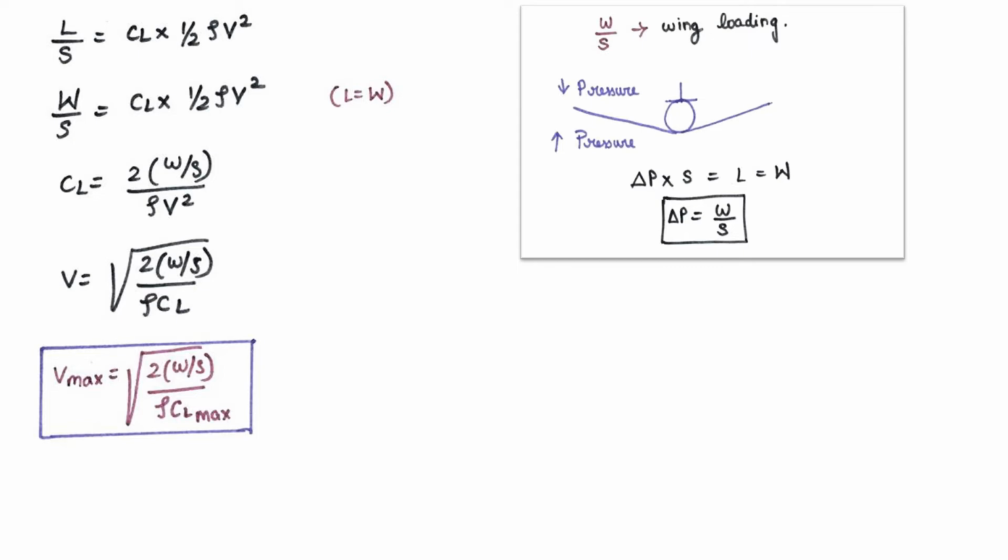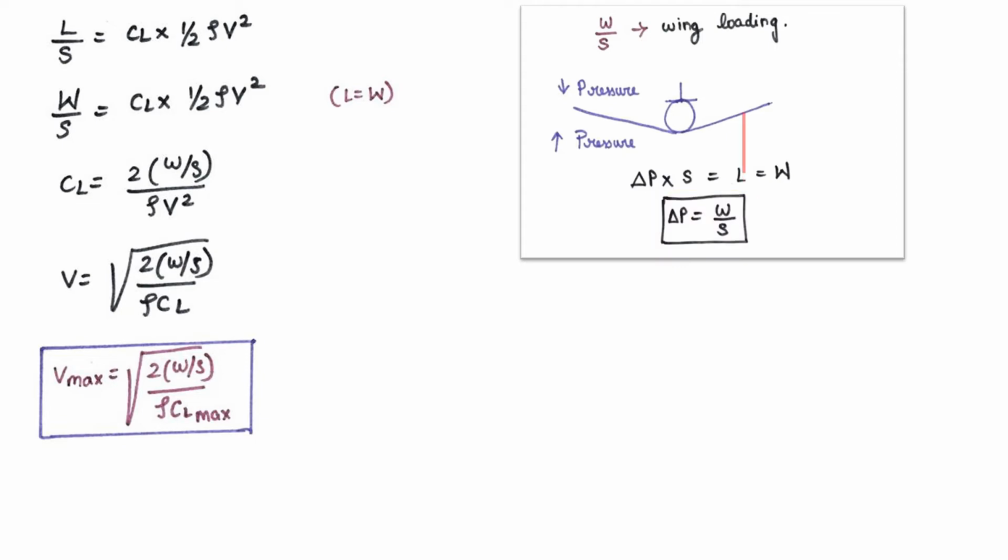For this, consider an aircraft front view. As the air flows over the wing, low pressure is created on the top surface of the wing and high pressure is created at the bottom of the wing. Product of pressure difference and the wing surface area gives a lift. Replacing the lift by weight, since it is steady level flight, thus the difference in pressure gives the wing loading.